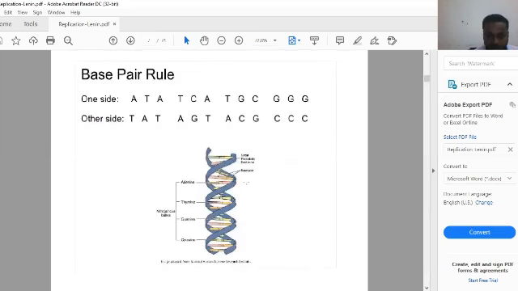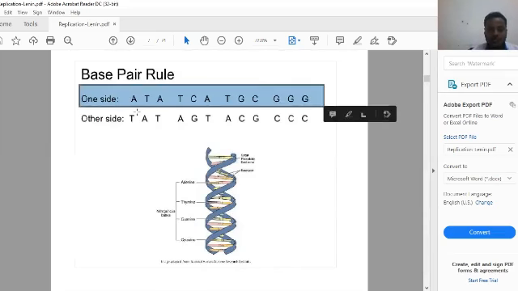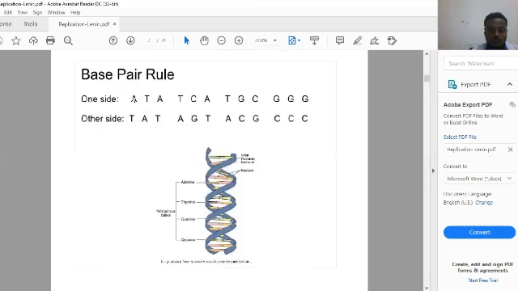The base pair rule, already told: on one side of the DNA strand, thymine is replaced by adenine and adenine is replaced by thymine. Again, cytosine is replaced by guanine and guanine is replaced by cytosine. This is the base pairing rule.